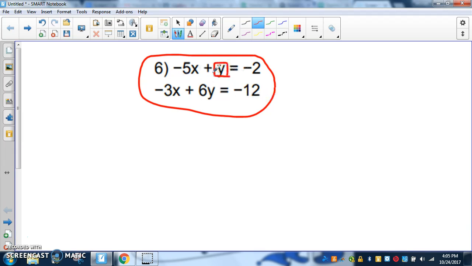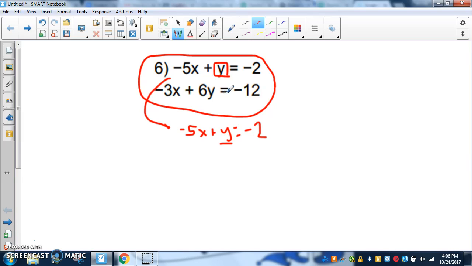If you think about it, all I have to do to isolate y in this equation, if I copy it down here, negative 5x plus y equals negative 2. The only thing I have to do to get y by itself is just to get rid of minus 5x. And I can do that by adding 5x to each side. I'll do that in just a moment. But if I was trying to solve for x, I would have to subtract y and then divide by 5.